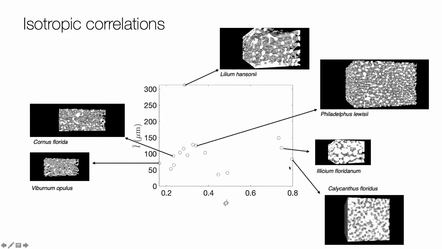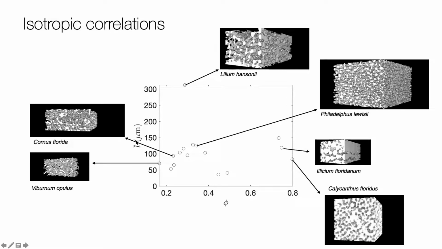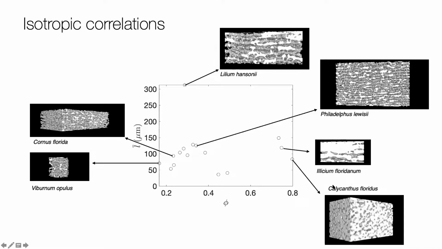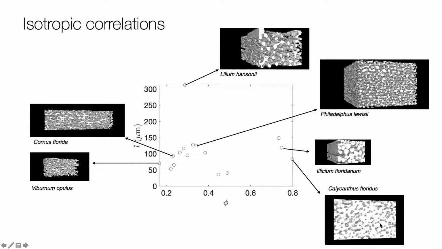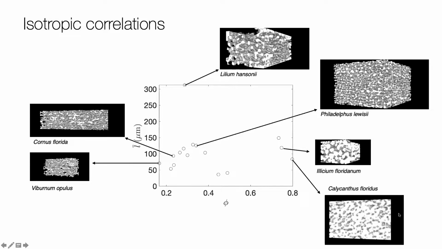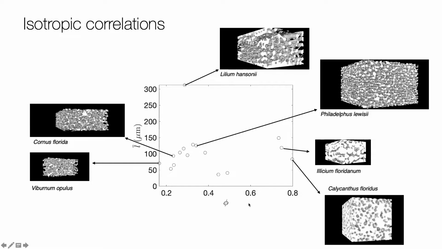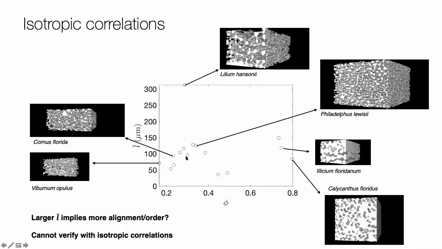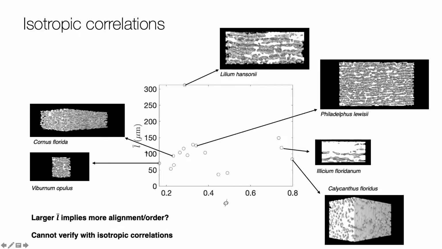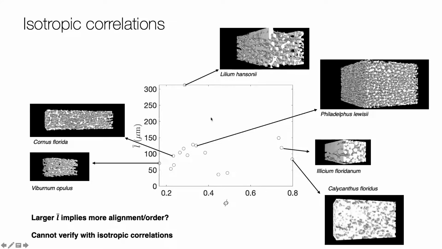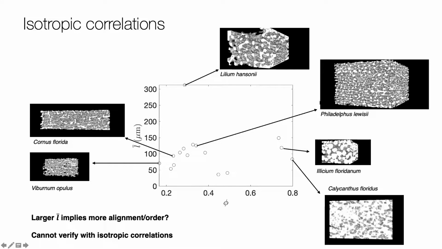But even in the densest sample, we can still have decreases in this correlation length, like we have in this Calycanthus sample, which is basically a very dense smattering of cells that don't seem to have any directionality to them. So this seems to imply that if you start to get larger correlation lengths, that might imply that there's more alignment or more order in your sample.